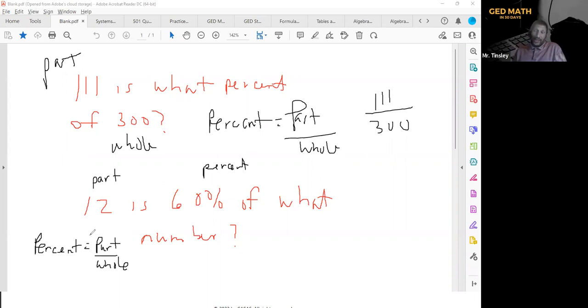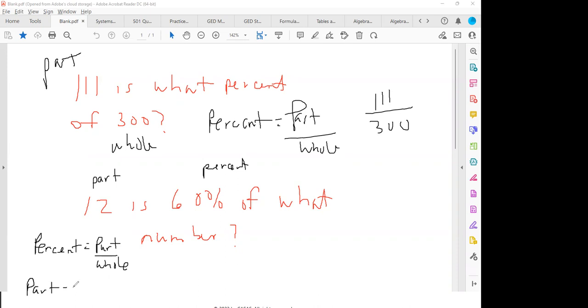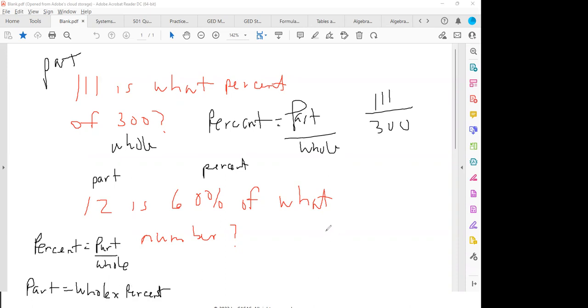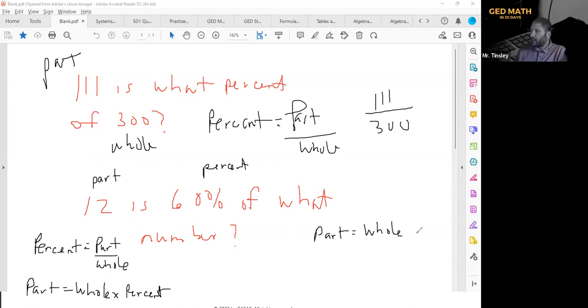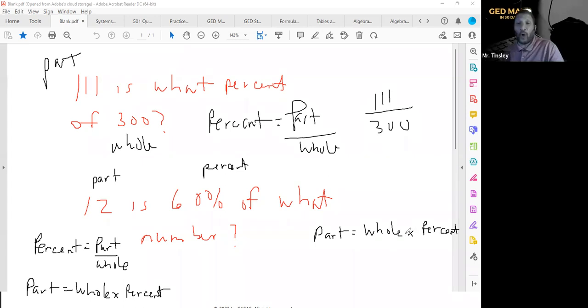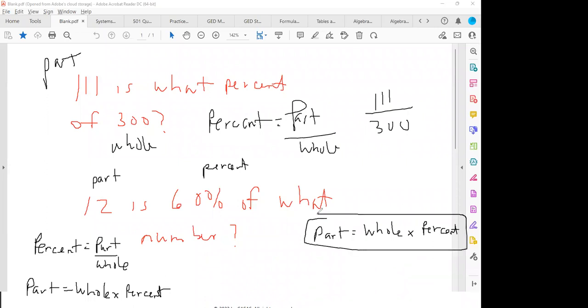So let's look at our second equation. Now you could start from this equation, but let's start with the second one. Part equals whole times percent. Now, if I know the part and I know the percent, that means I need to solve for whole. So how can I get whole all by itself? If I'm looking at that right side of the equation, whole times percent, and I want to get whole by itself, what do I need to get rid of?